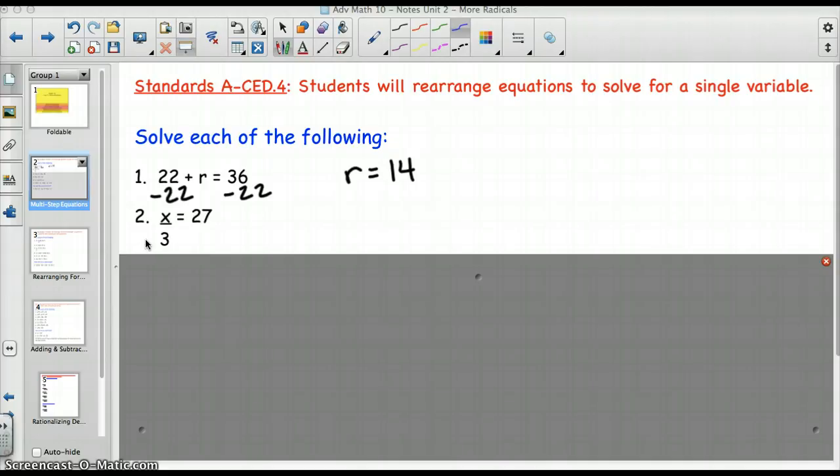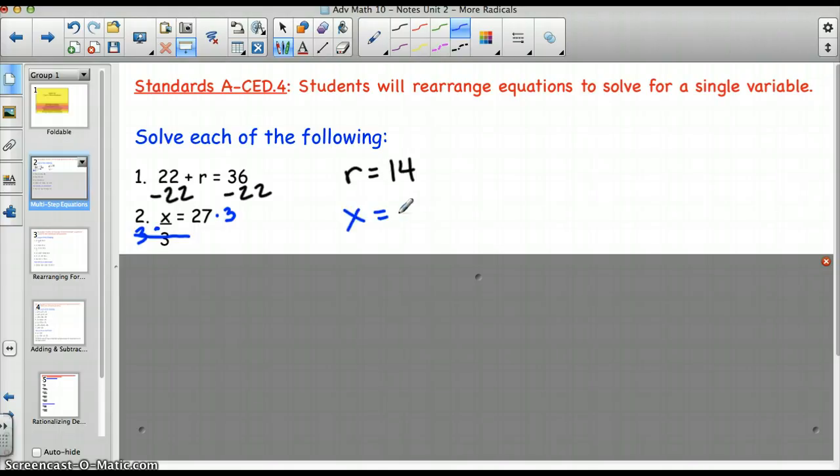For example 2, to get the x by itself, x is currently being divided by 3, so I need to multiply both sides of the equation by 3 in order to get the x by itself. When I do that, these cancel out, so I'm left with x equals 81.